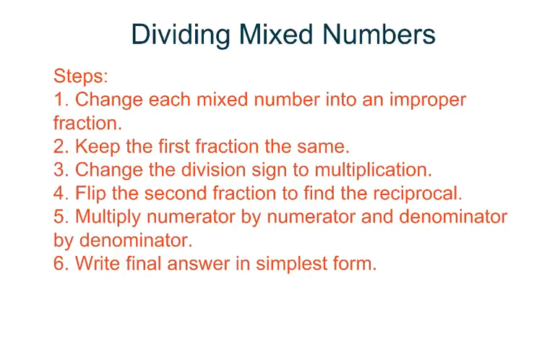So once again, for dividing mixed numbers, your steps: change each mixed number into an improper fraction, keep the first fraction the same, change the division sign to multiplication, flip the second fraction to find the reciprocal, multiply numerator by numerator and denominator by denominator, and then write the final answer in simplest form. So remember, our quick way to remember dividing fractions is just keep, change, flip, or same, change, flip.